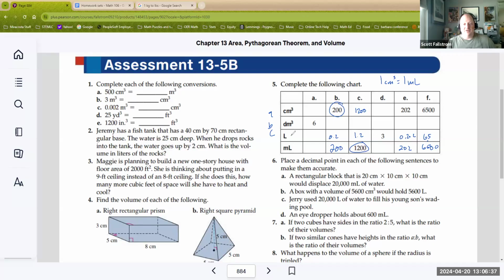And then 1 liter is the same as 1 cubic decimeter. So this becomes 0.2, 1.2, 0.202, and 6.5. So again, you get the idea. There's a lot of repetition in that table.